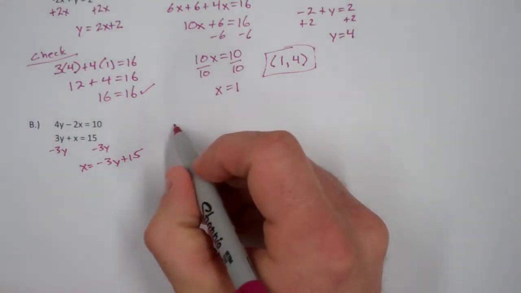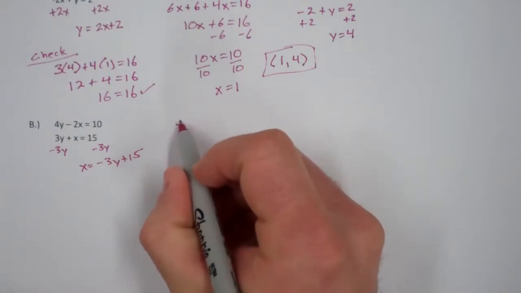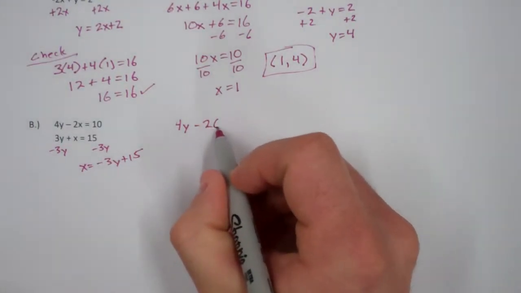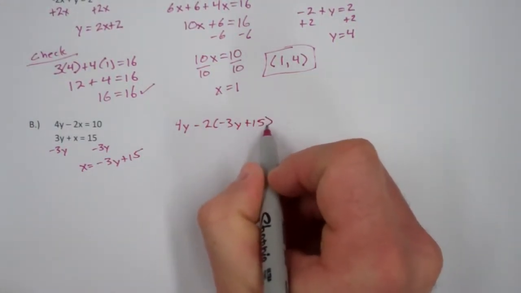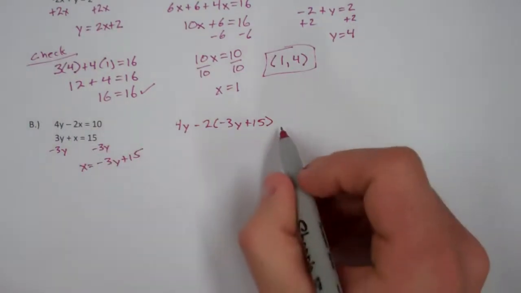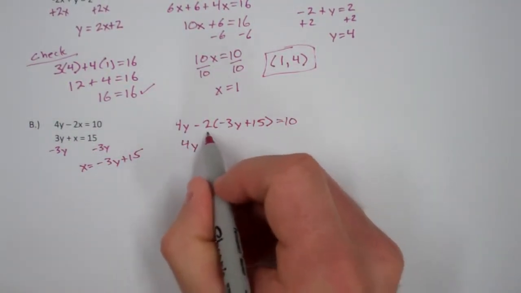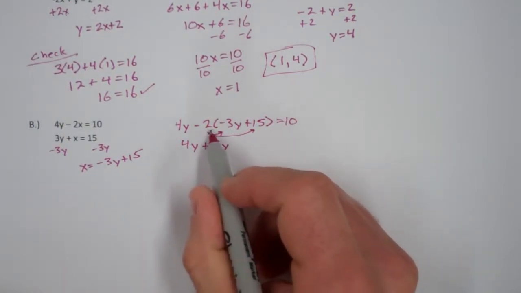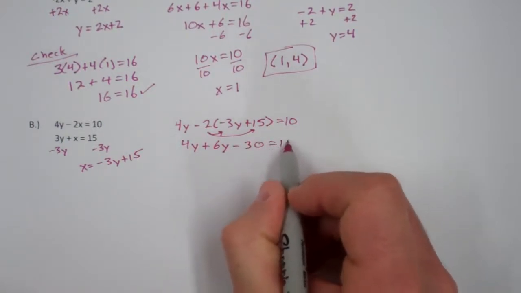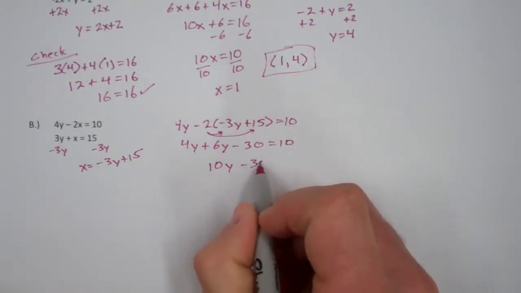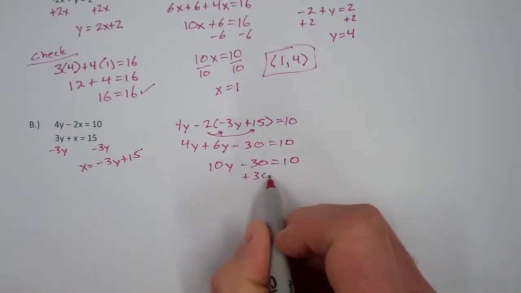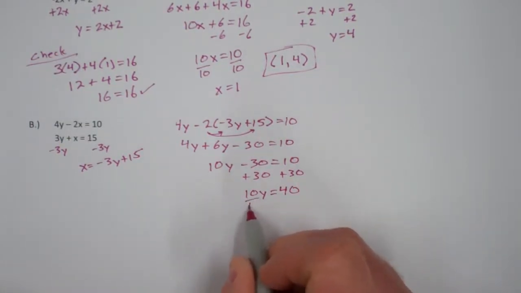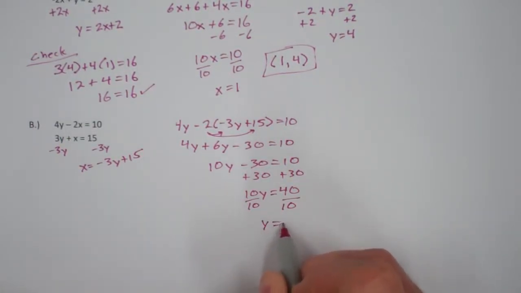substitution. What we're going to do is the same thing we did above, and that's look at the other equation. This time we solve for x, so we're going to take x out, and we're going to substitute everything x is equal to into this equation. We'll use the distributive property. Negative 2 times negative 3 is 6y. Negative 2 times 15 is negative 30. We'll combine like terms, then add 30. We find 10y to be 40. Divide by 10, and y is 4.